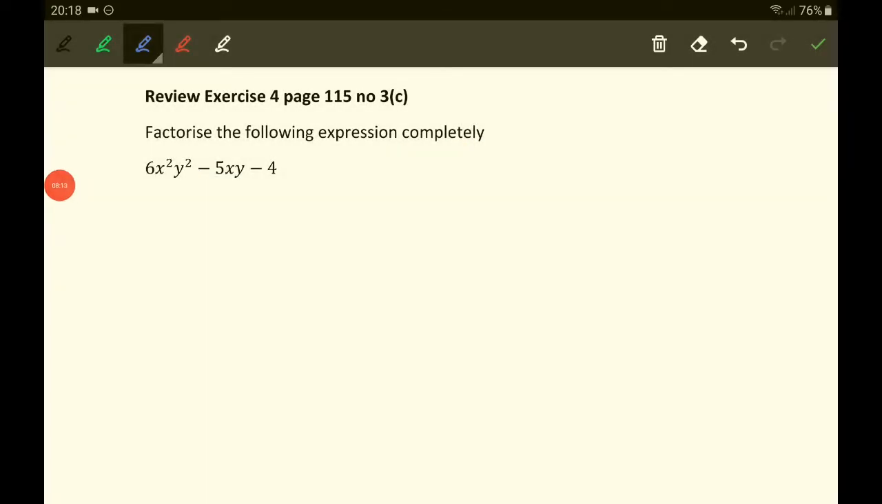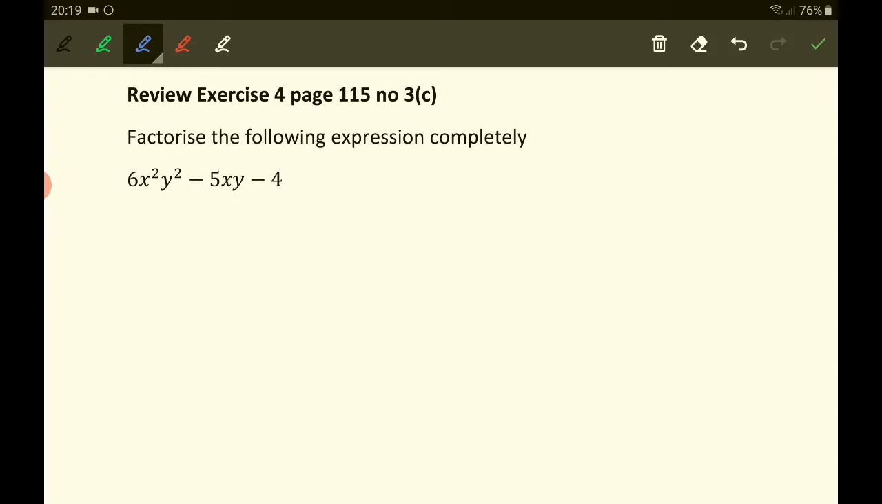Okay, now this is the third question. Review Exercise 4, page 115, number 3c. The question is asking you to factorize the expression. These factorizations require the cross method that we did for the previous questions. So we have 6x squared y squared minus 5xy minus 4.